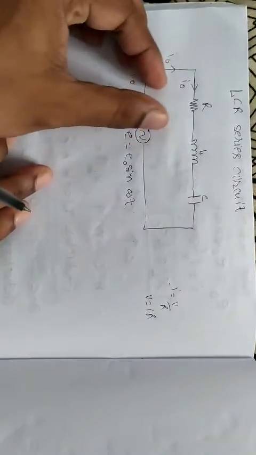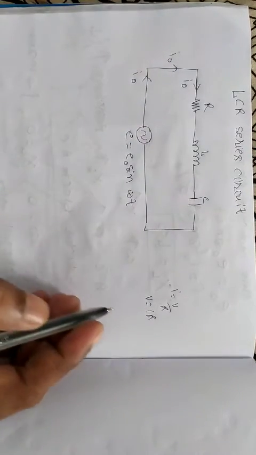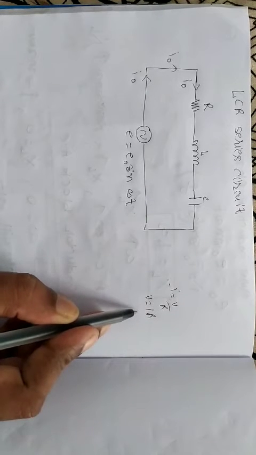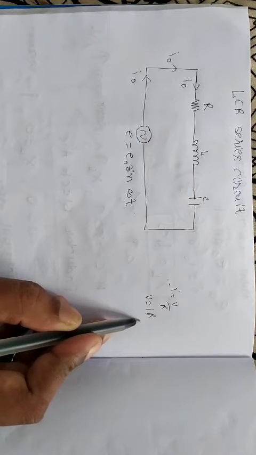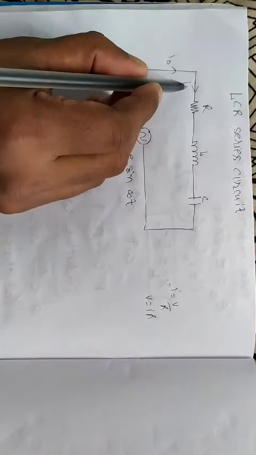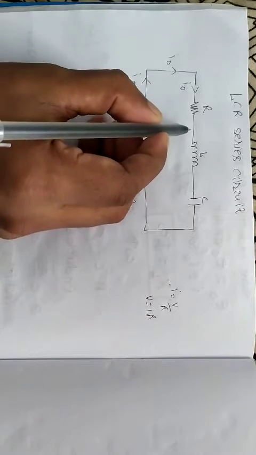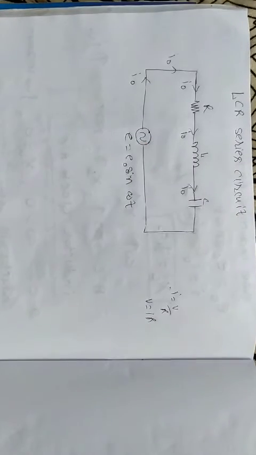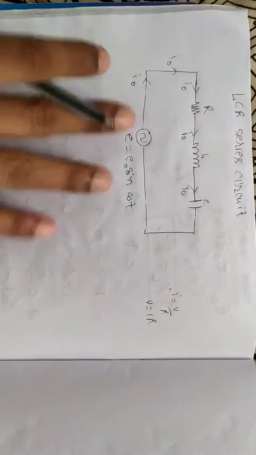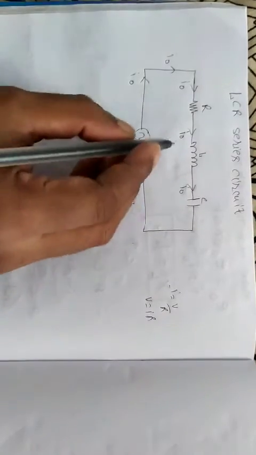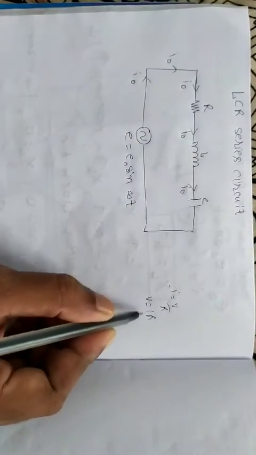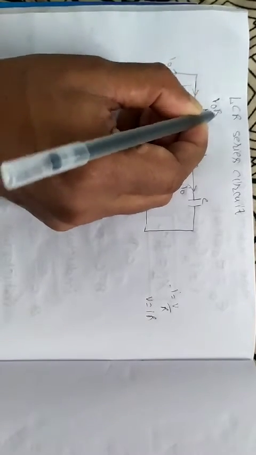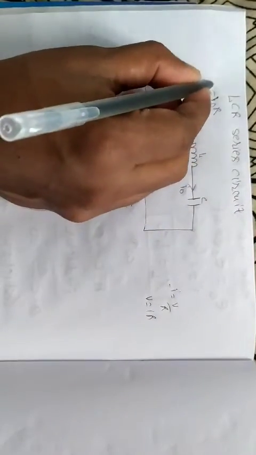Now suppose we want the potential difference across this. For calculating potential difference, we know Ohm's law, I is equal to V by R. That means for calculating potential, we multiply current and resistance. Here how much current is coming? I naught. Here also I naught, and here also I naught. Why? Because in alternating current, the current will be the same through each element. So the voltage is current into resistance, which is I naught into R. This is the potential difference across the resistance.